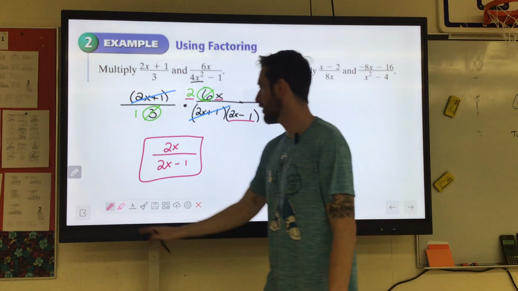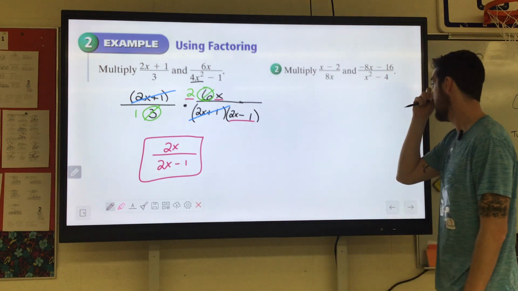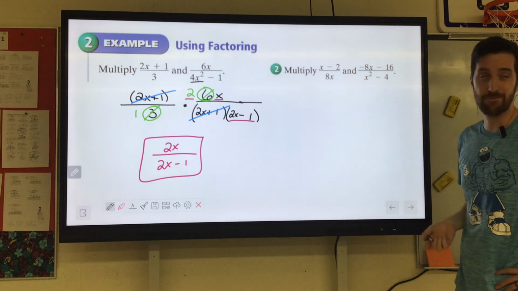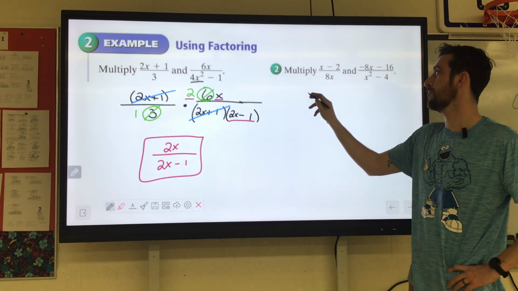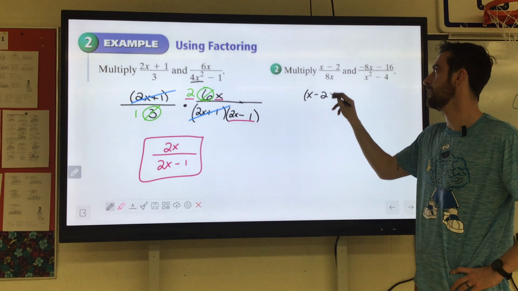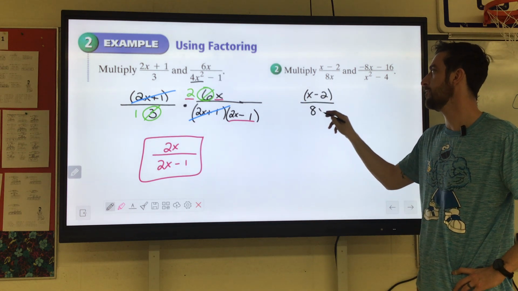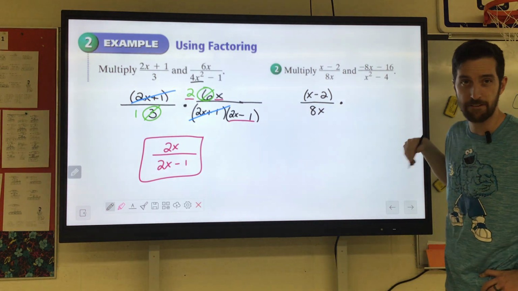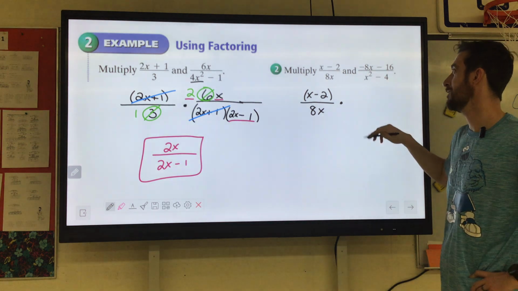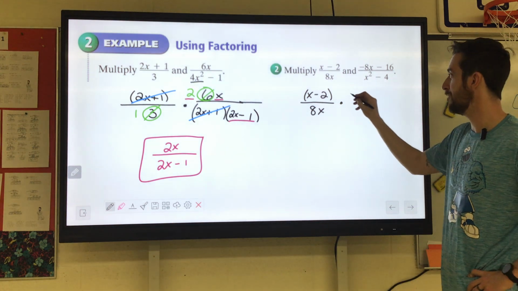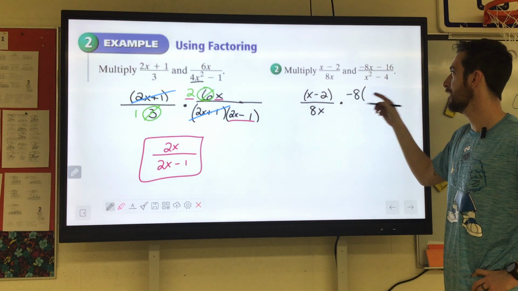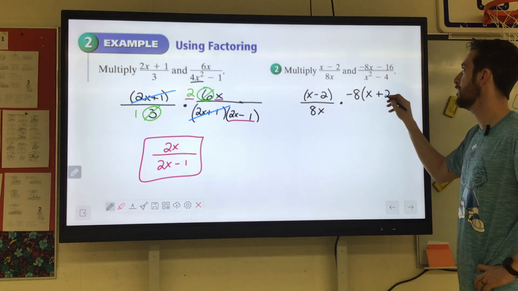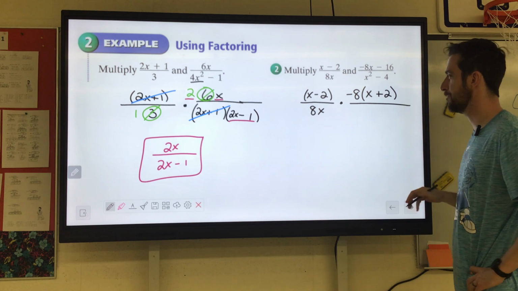All right, multiply (x minus 2) over 8x, times (negative 8x plus 6 or minus 16). All right, we got some factoring to do. Now the first fraction, there are no factors. X minus 2, nothing to do there. 8x, nothing to do. But I see our lead coefficient is negative with the negative 8x. And I know that 8 goes into 8x and 16. So I'm going to factor out negative 8. Negative 8 times x is negative 8x, and negative 8 times positive 2 would give us that negative 16.